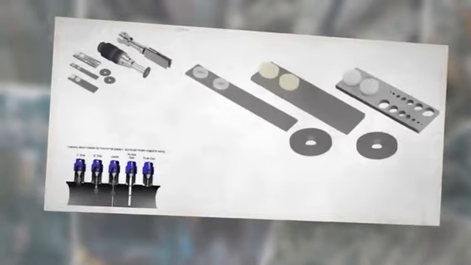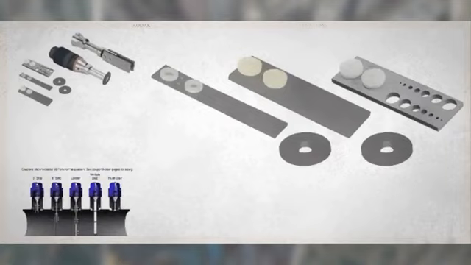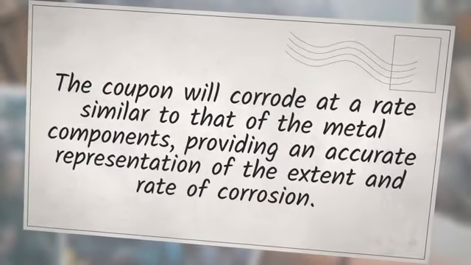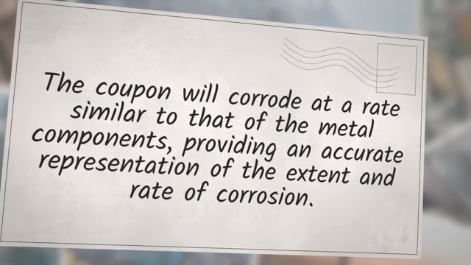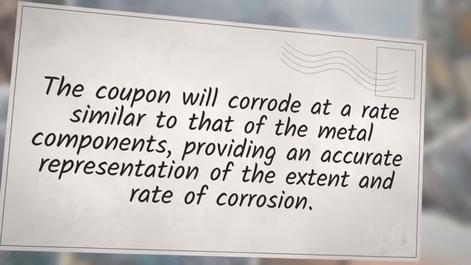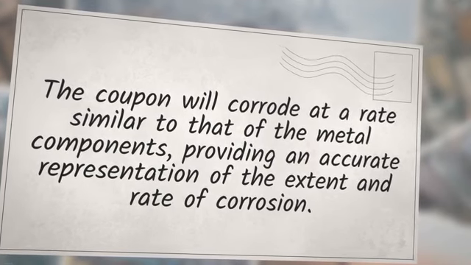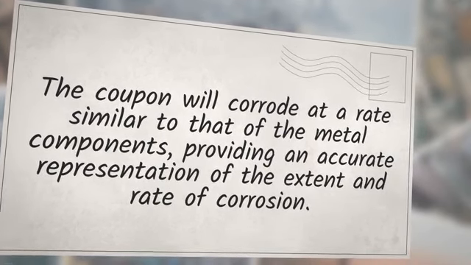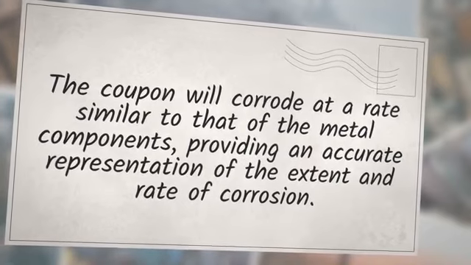Corrosion coupons work by providing a sacrificial metal sample that is exposed to the same environment as the metal components within the system being monitored. The coupons are made from the same material as the system being monitored and are typically placed within the system for a specific period of time, ranging from a few days to several months. During this time, the coupon is exposed to the same corrosive conditions as the metal components of the system. The coupon will corrode at a rate similar to that of the metal components, providing an accurate representation of the extent and rate of corrosion.